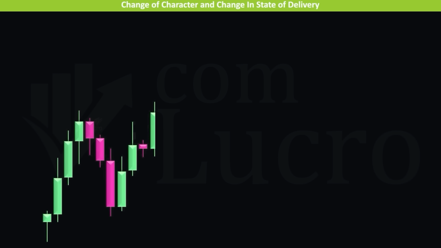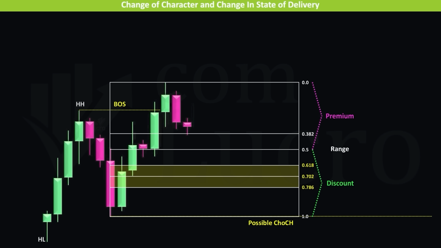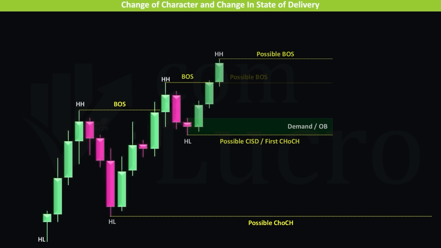Now let's get started. So what exactly is the change in the state of delivery? The change in the state of delivery, CISD, is a reversal pattern in which the price's momentum and delivery shift directions suddenly. In this example, you can observe a clear bullish trend. These three candles represent the most recent bullish delivery, showing strong and efficient momentum, which has pushed price above a recent structural level. This can also be referred to as the most recent buy-side delivery.